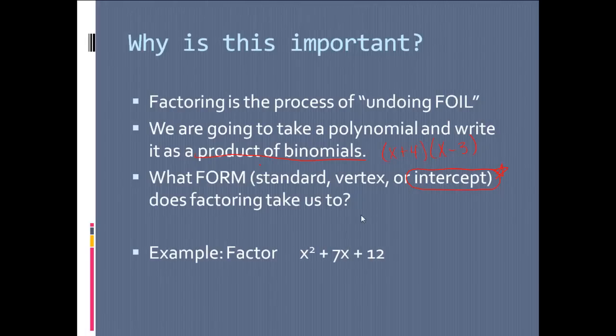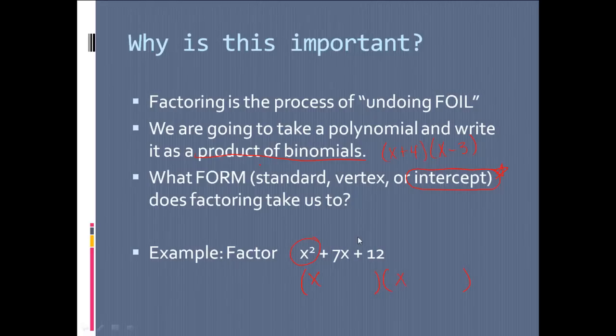So here's our first example we're going to look at. I'm going to go ahead and set up my format for intercept form. I know I need two sets of parentheses. Now I've got to start with this x squared. What can I multiply together to get x squared? Well, that would be an x and an x.